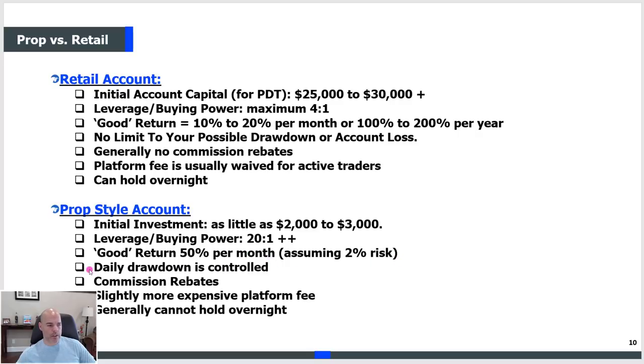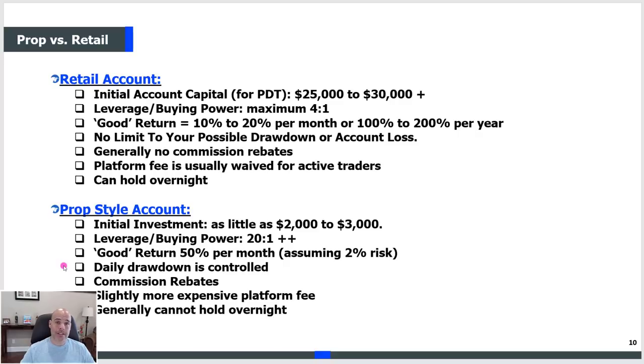Daily drawdown is controlled. Well, this is good for traders that don't have a lot of discipline. What do I mean by this? Usually when you go to a prop firm, they will tell you, okay, you have $5,000 in your account, Johnny. You're allowed to lose $500 in one day or $300 in one day. So let's say you have a bad day and your max loss is $300 per day. If you hit minus $300 and you are at a prop firm, they will shut you down. They will literally deactivate your trading privileges until tomorrow. So if it's 10:15 a.m. and you're already down $300 and that's your max loss for the day, the trading firm will deactivate your account and you'll live to fight another day.